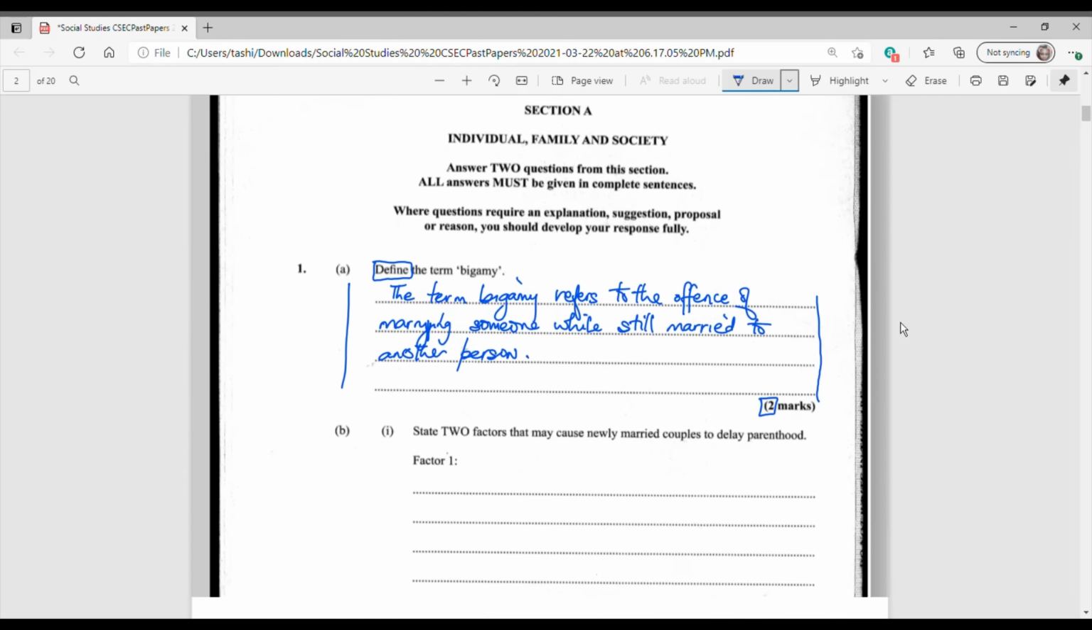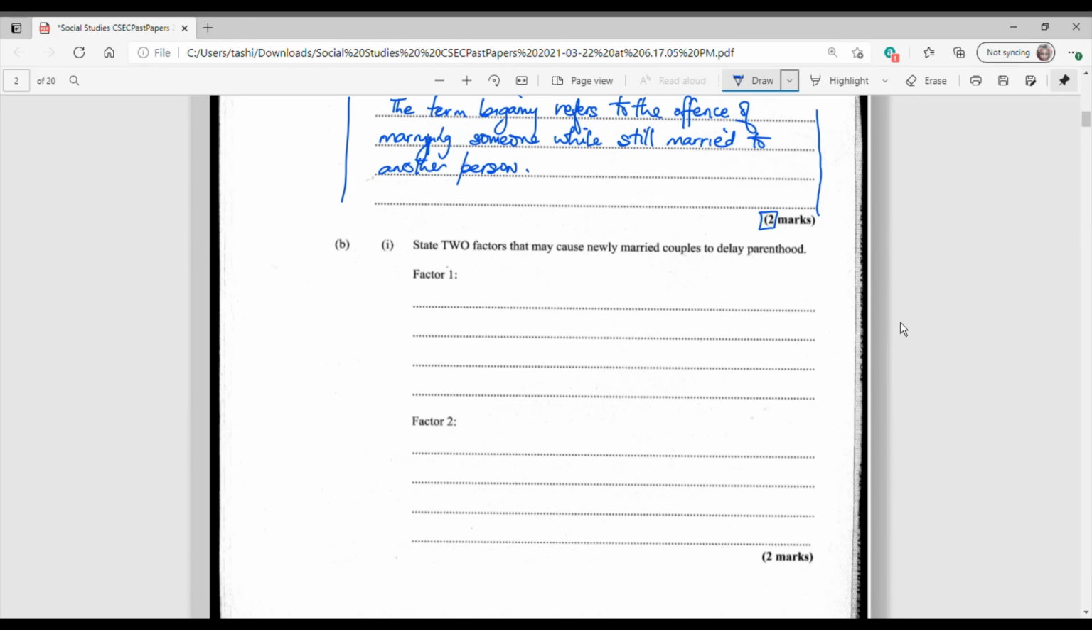Let us go to letter B. State 2 factors that may cause newly married couples to delay parenthood. So the verb in this one says that you're supposed to state. If you're stating something, you're just telling me what it is. And you are going to give 2 factors that may cause newly married couples to delay parenthood. Newly married couples, so that's persons who just got married, to delay parenthood. Delaying means to put off.